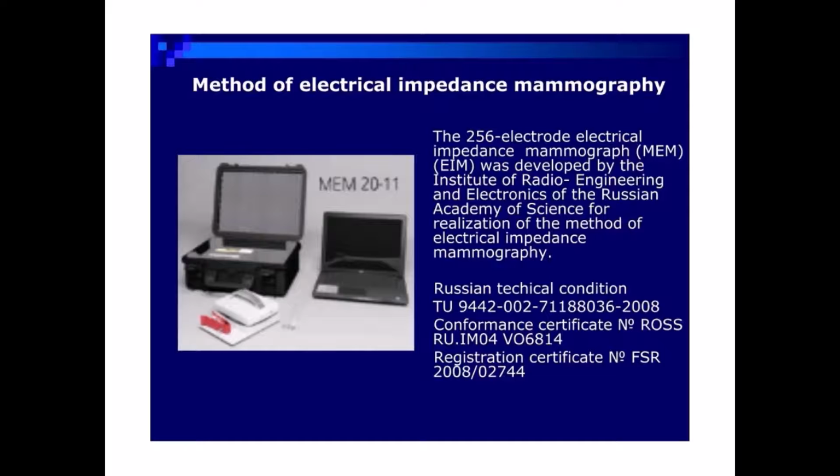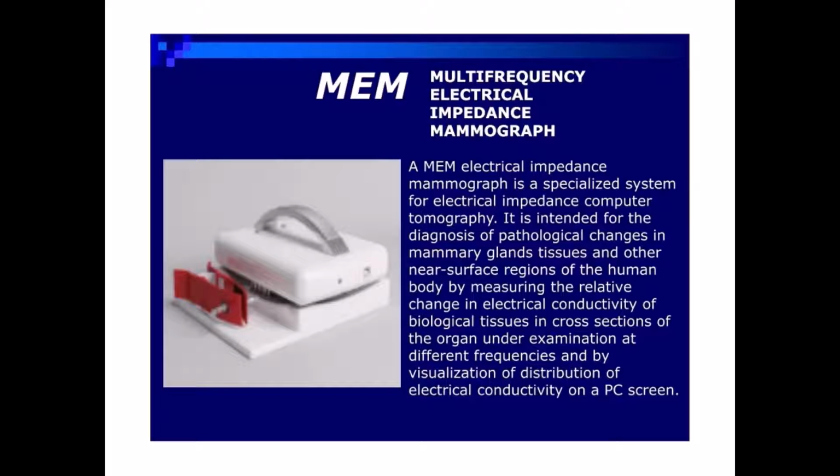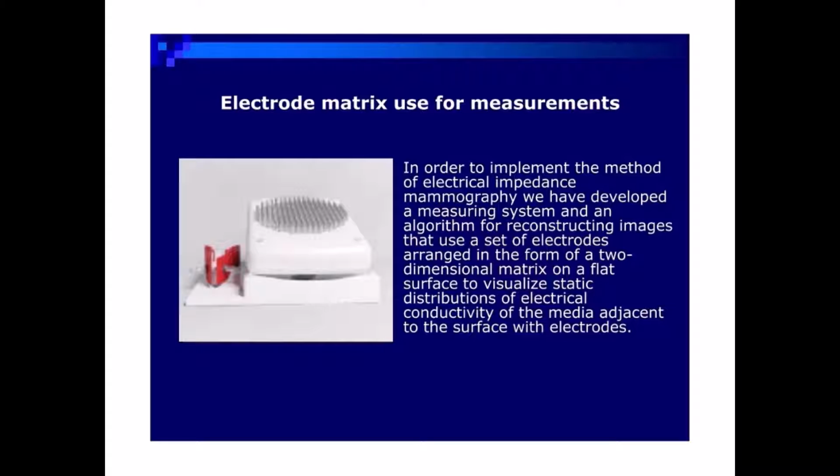The MEM electrical impedance mammograph is a specialized system for electrical impedance computer tomography. It is intended for the diagnosis of pathological changes in mammary glands, tissues and other near-surface regions of the human body, by measuring the relative change in electrical conductivity of biological tissues in cross-sections of the organ under examination at different frequencies, and by visualization of distribution of electrical conductivity on a PC screen. Electrode matrix use for measurements.